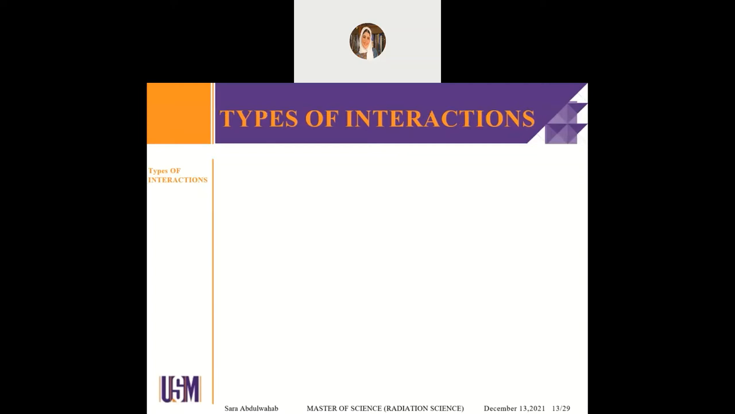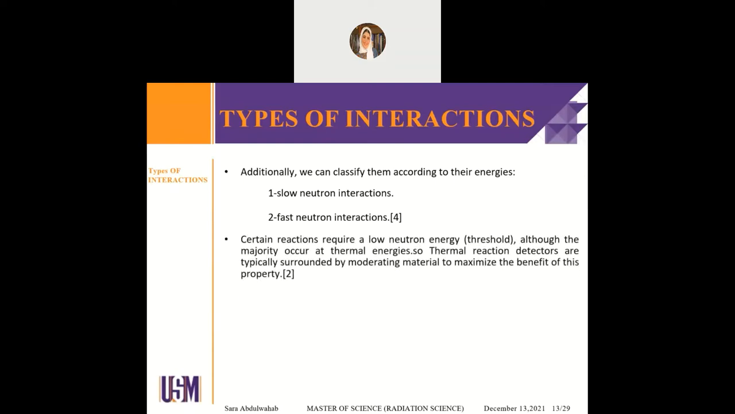Additionally, we can classify them according to their energies. Like I said before, mainly either scattering or absorption, but if I talk regarding energies, I would say slow neutron interactions, and we also have fast neutron interactions. Of course, it depends. Some reactions require low energies, others not, but the majority occur at thermal energies. By thermal here, we mean that we have a certain temperature.